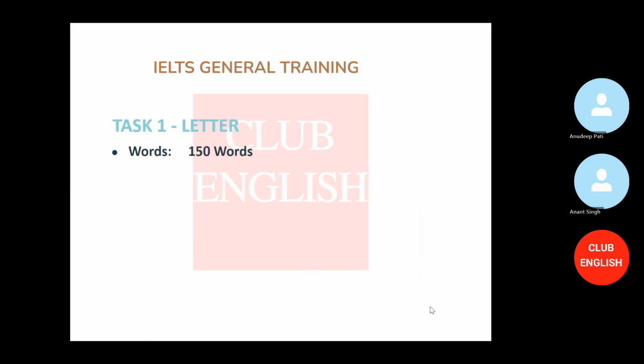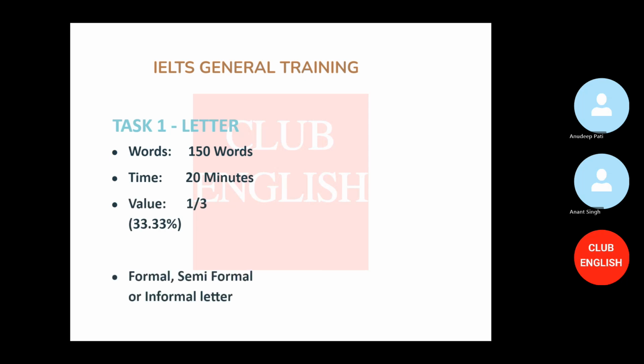in IELTS GT there would be a letter which will be of 150 words. You have to write it in 20 minutes, and the value is one third. The letter would be formal, semi-formal, or informal. The value means the total contribution from this particular task to the final writing. So if you are getting a 7 band, one third of the 7 band is coming only from the letter.